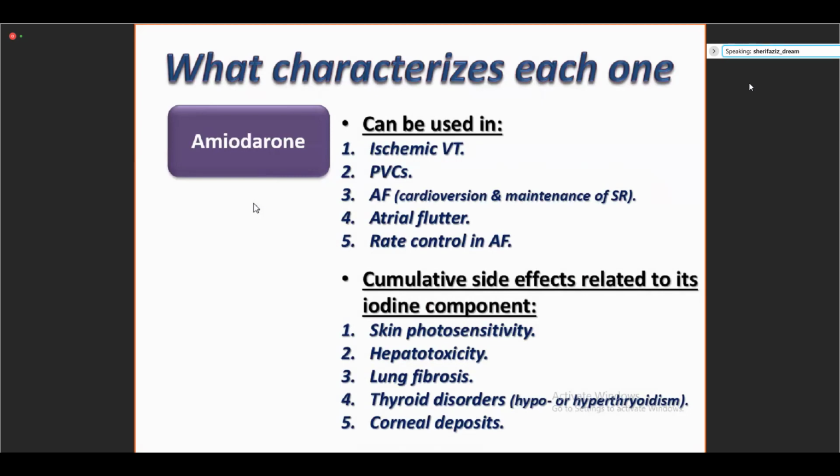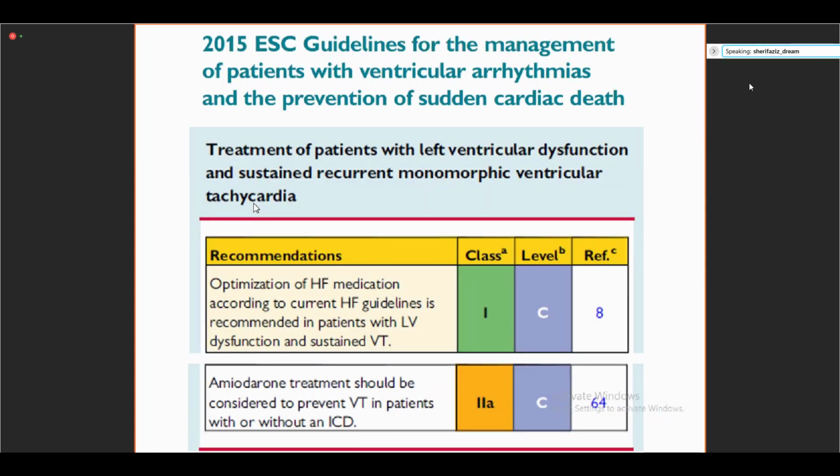So let's move to the next slide. Cumulative side effects, as we know, are related to the skin, liver, lung, thyroid disorders, and corneal deposits. But of course, it has multiple uses that lead to us still using amiodarone in our clinical practice nowadays. Let's move to the next question, please, Dr. Ahmed.